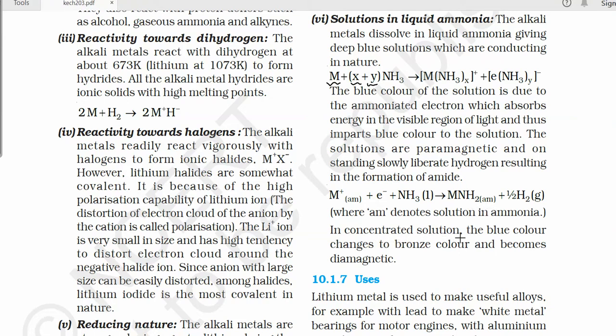In concentrated solution, the blue color changes to bronze color and the solution becomes diamagnetic. So in the case of concentrated solution, it converts from paramagnetic to diamagnetic, and the blue color converts to bronze.